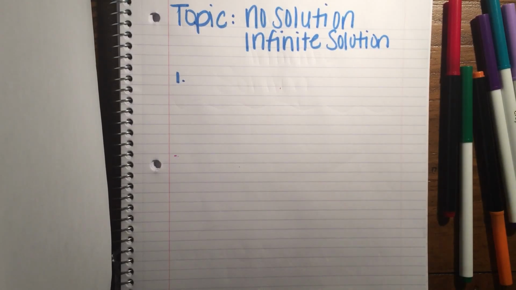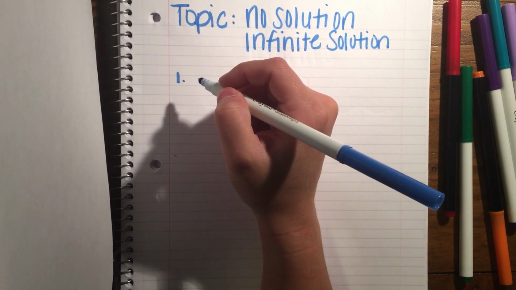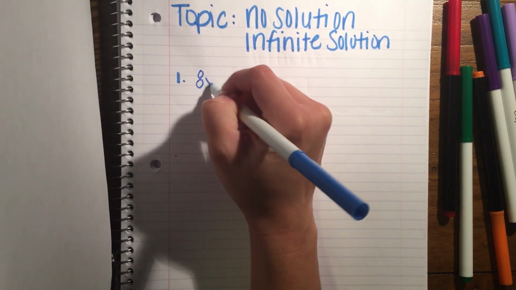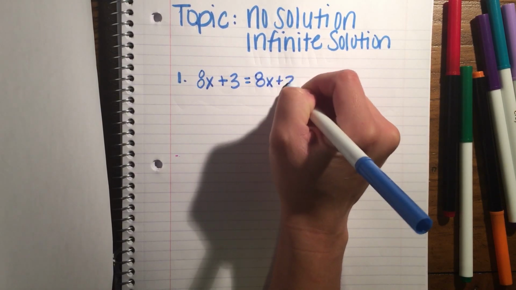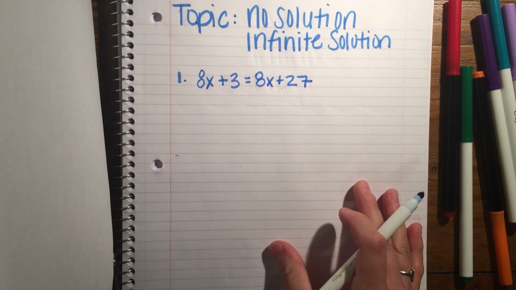Now our new video is going to be the topic of no solution, infinite solution, or having just a regular number for a solution. For the first problem I want to review, 8x plus 3 equals 8x plus 27.